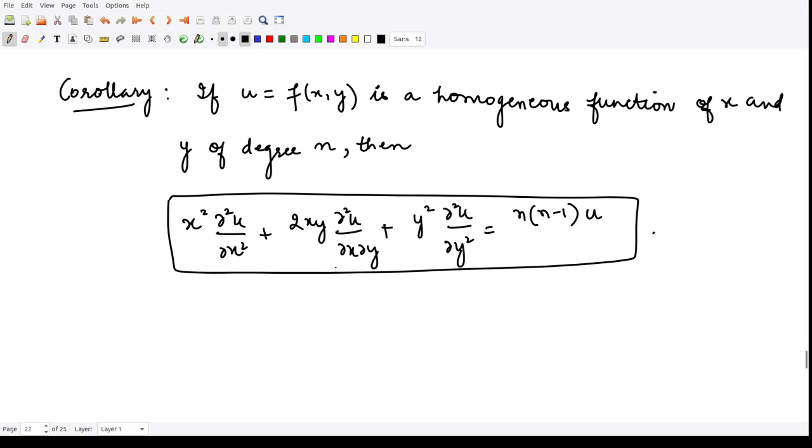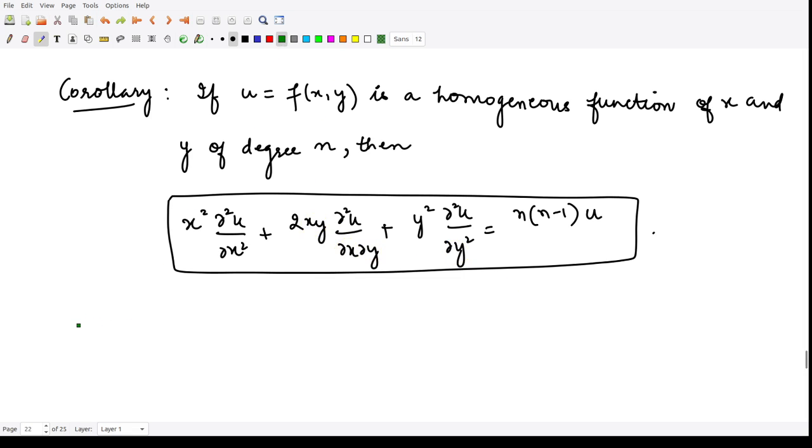Here the function u is given to be f of x y, which is again a homogeneous function having degree n. In this case the result is the second derivative of u with respect to x multiplied by x square, plus the second derivative of u with respect to x and y multiplied by the xy term, plus the second derivative of u with respect to y multiplied by y square, that is equal to n into n minus 1 into u. So let us prove this result. This is very simple.